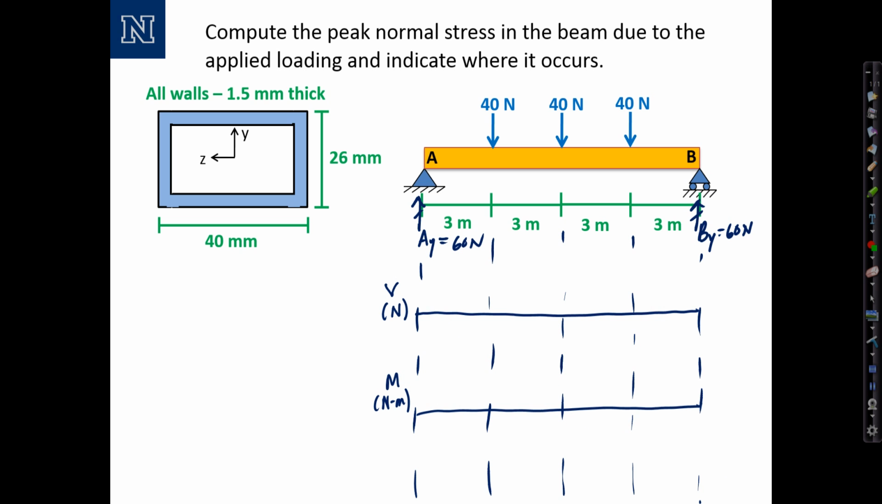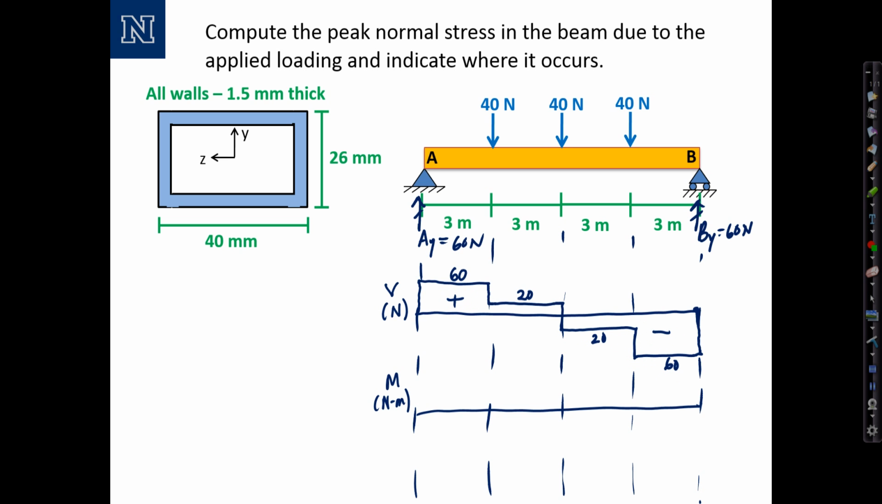Starting with the shear diagram, working from left to right, the shear force jumps up by 60 newtons at the end, is constant, then at the 40 newton load jumps down by 40, is constant, so the value here is 60. The value here is 60 minus 40, or 20. And it jumps down another 40 newtons to negative 20, and another 40 newtons to negative 60. And finally, at the end, it jumps back up by 60 to 0.